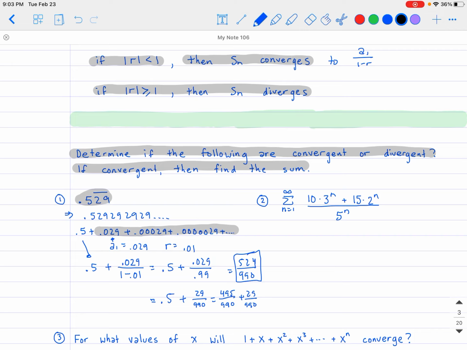All right, so there you go. That's number one then. Okay. Now, for the second one, let's do the same thing. I want to find out if this is convergent or divergent.